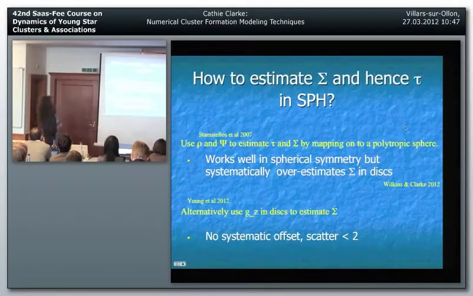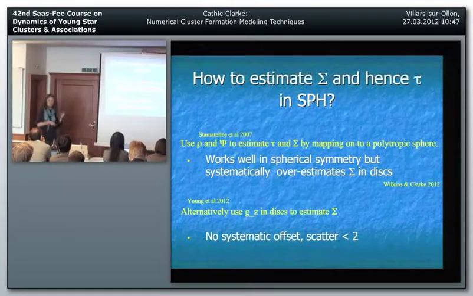And Stamatellos et al. suggested that if you just use the density and potential locally, which is actually stored by each particle in the code, then by doing a mapping onto the equivalent relationship between these quantities and the optical depth and column density in a polytropic sphere, you can get an estimate of what the optical depth and column density is. And this does work well in spherical symmetry. It does rather overestimate the column density in disks in a systematic way, but we've come up with a method which, for use in disks, seems to improve on that by using the vertical component of the gravitational acceleration in disks, and that removes the systematics.